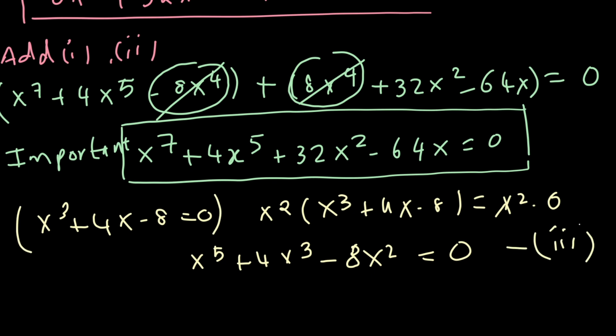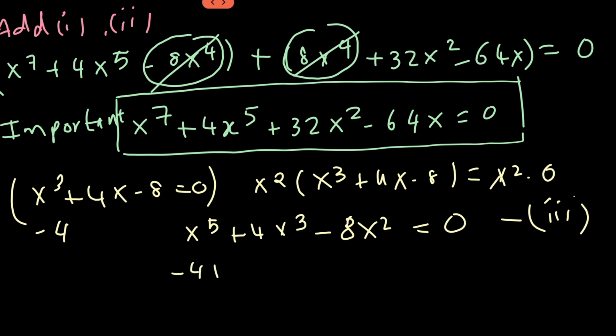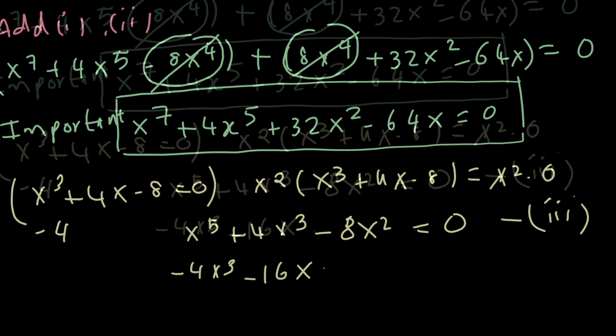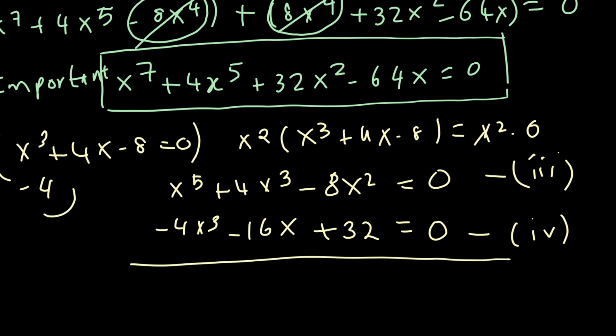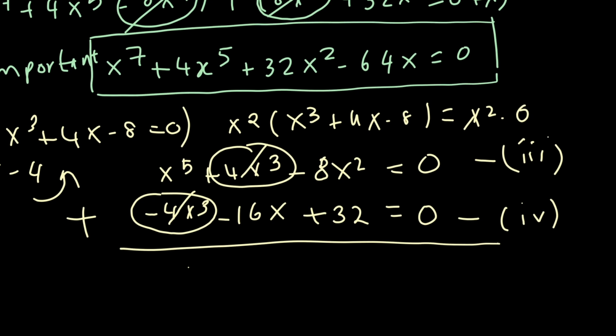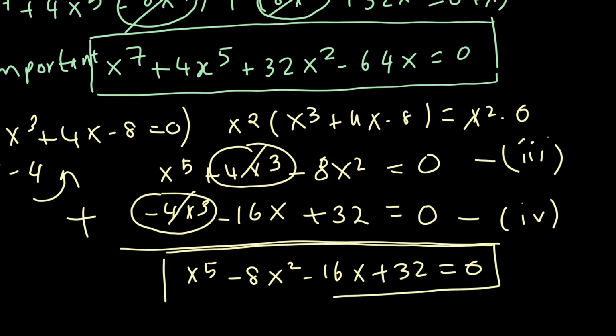I will multiply this equation over here with negative 4. So when I do so, this equation will look like negative 4x cube negative 16 times x plus 32, and this thing equals negative 4 into 0, that is going to be 0, and this becomes equation number 4. Now the reason we multiplied negative 4 in this equation is because we can get a term that is negative 4x cube. So what I will do next is simply add these two equations. Therefore the term negative 4x cube and the other term positive 4x cube will cancel out each other. So finally we will have x to the power 5 minus 8x square minus 16 times x plus 32 equals 0. Okay. Now remember this important equation.